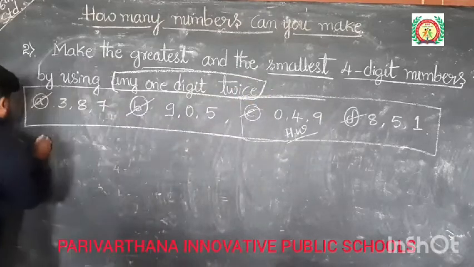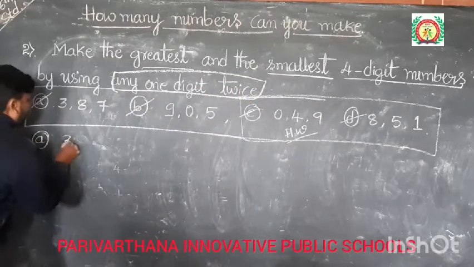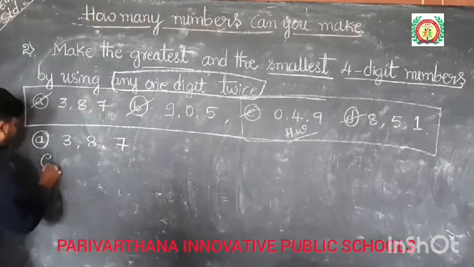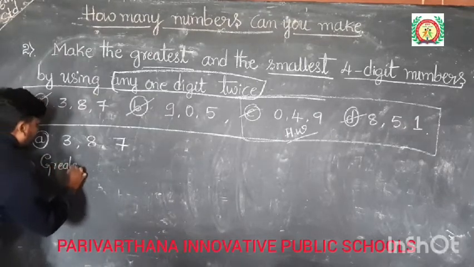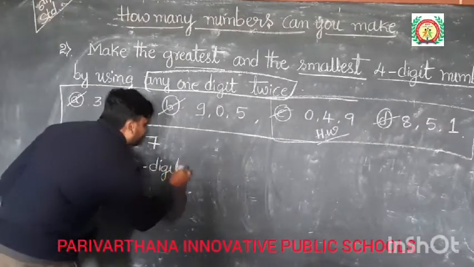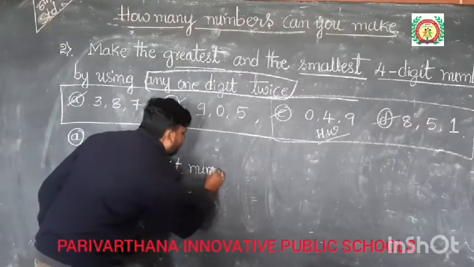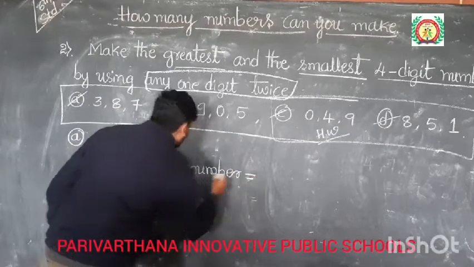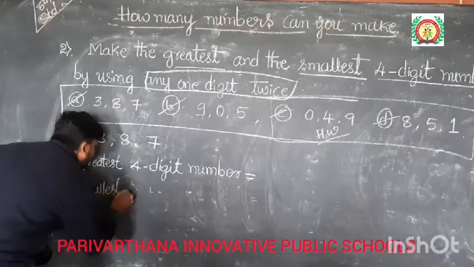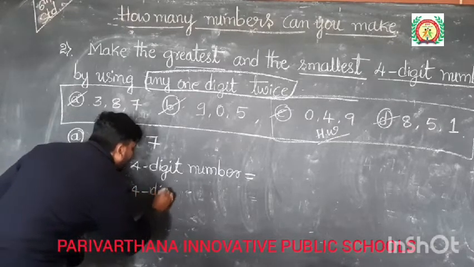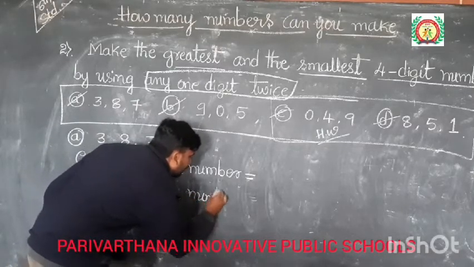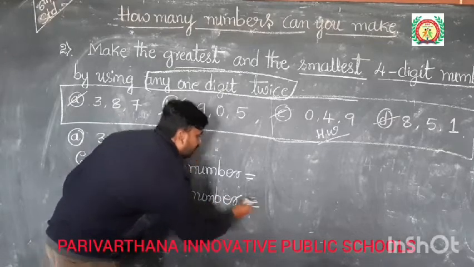First one, A. 3 8 7. Correct? Now we have to make the greatest 4 digit number. Greatest 4 digit number. And the second one is the smallest 4 digit number. Greatest, and another one is the smallest 4 digit number.